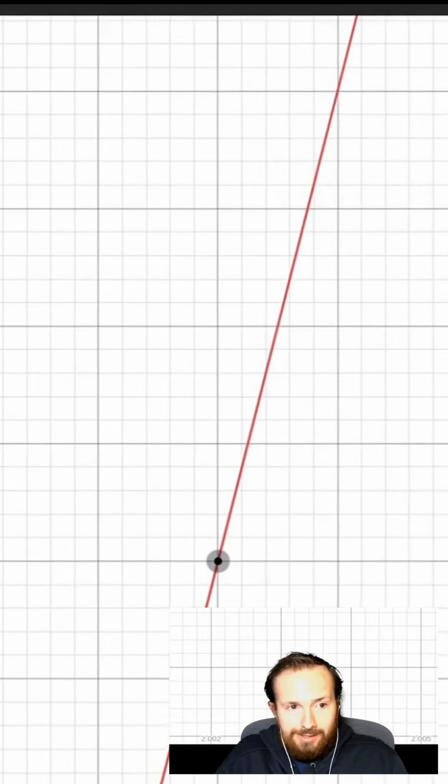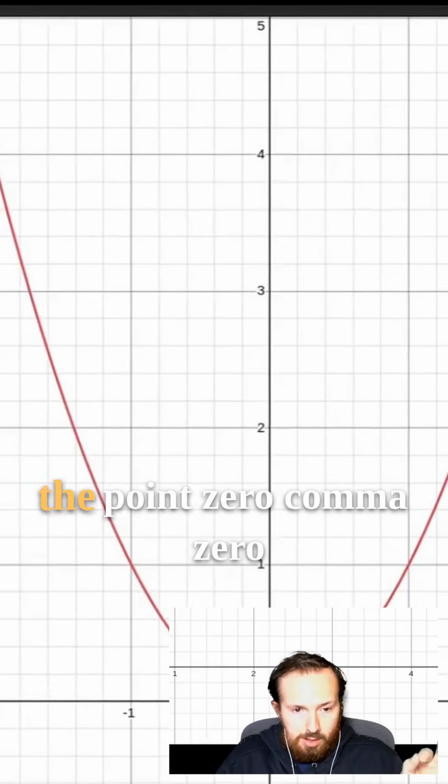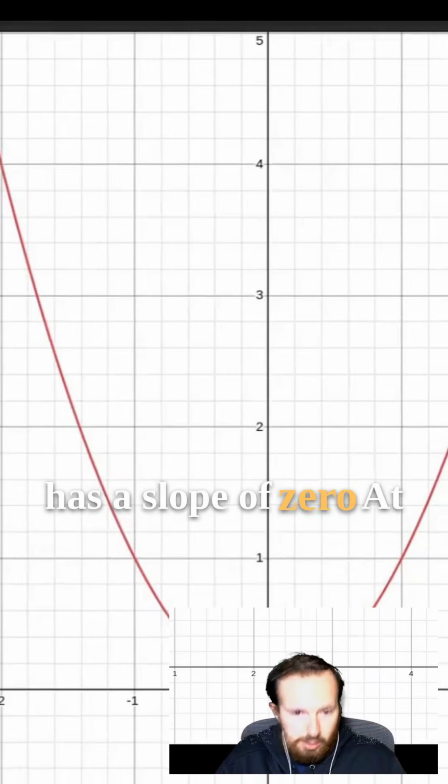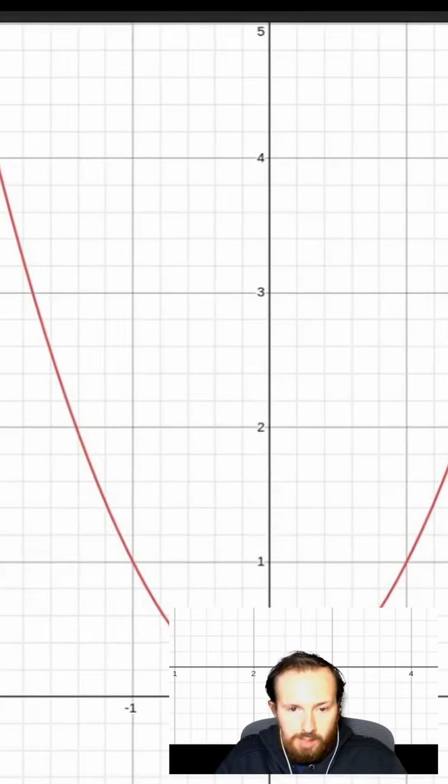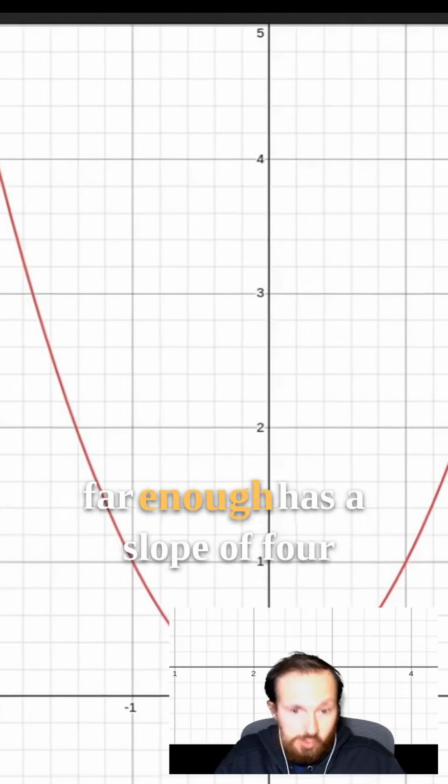So apparently, on this curve, f of x equals x squared, the point 0, 0 has a slope of 0. The point 1, 1, if you zoom in far enough, has a slope of 2. And the point 2, 4, if you zoom in far enough, has a slope of 4.